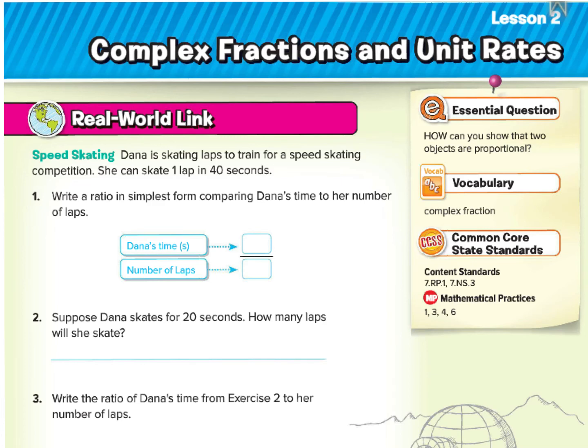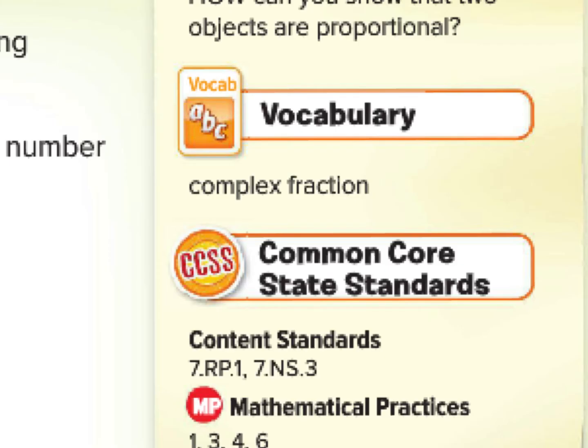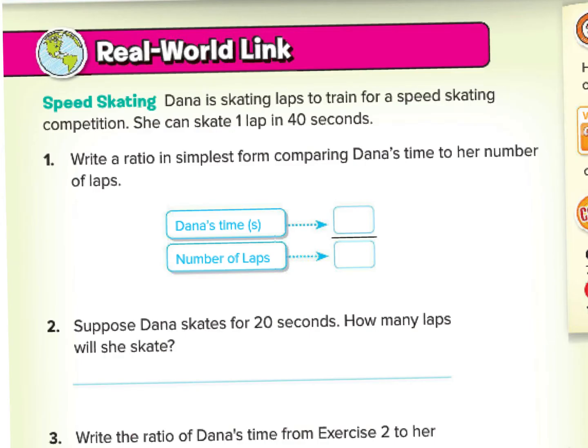Hello boys and girls, and welcome to lesson 1-2, complex fractions and unit rates. In this lesson we will be using the term complex fraction. Real world link.